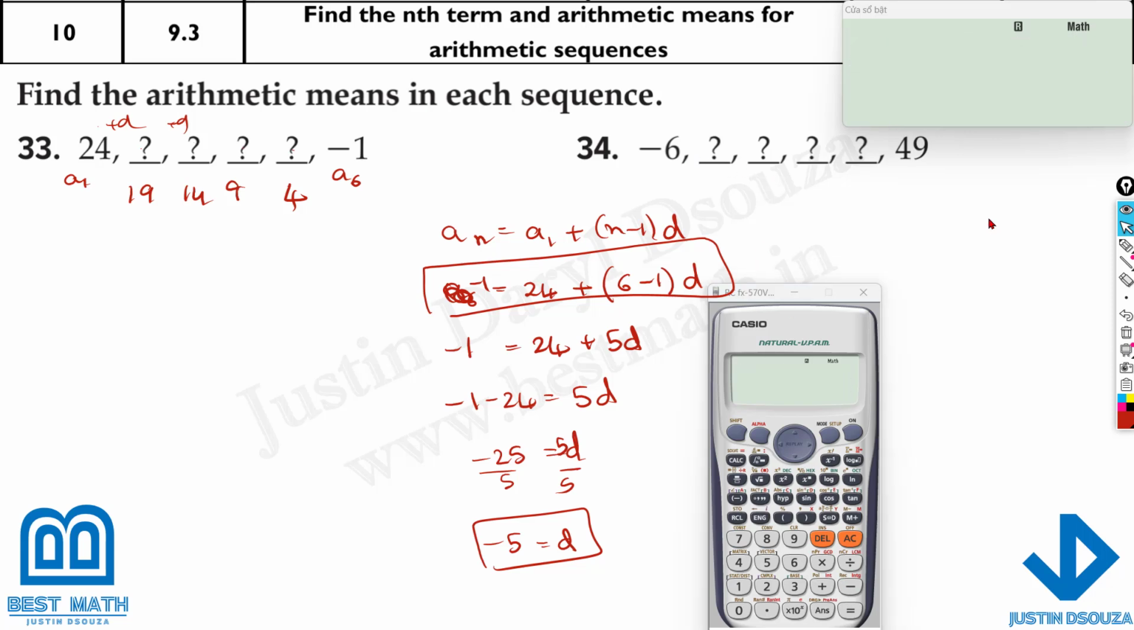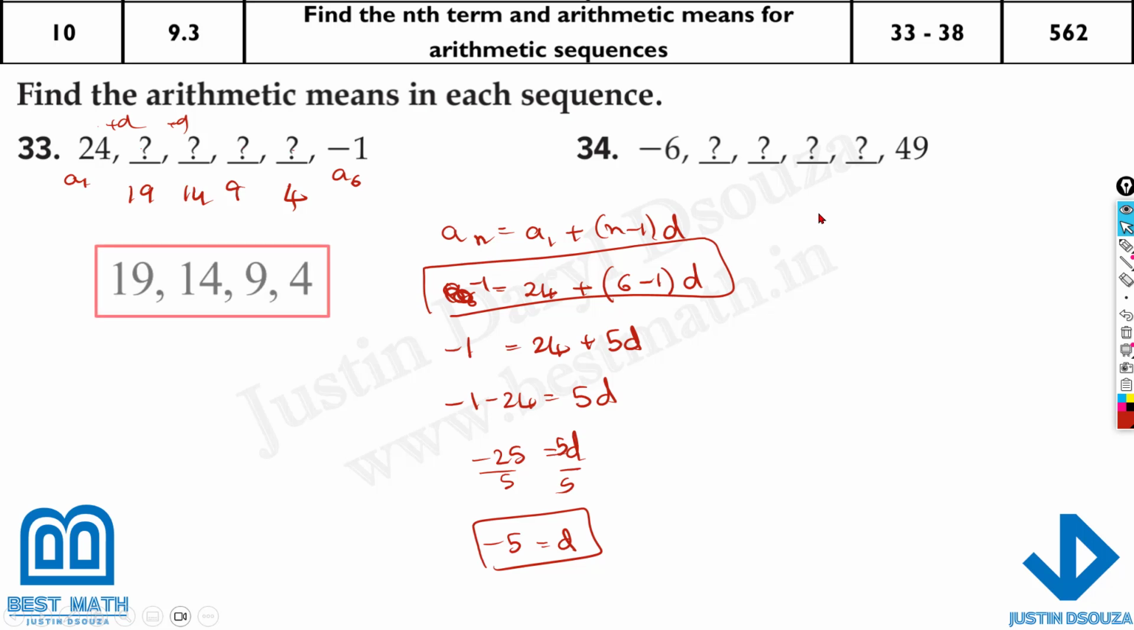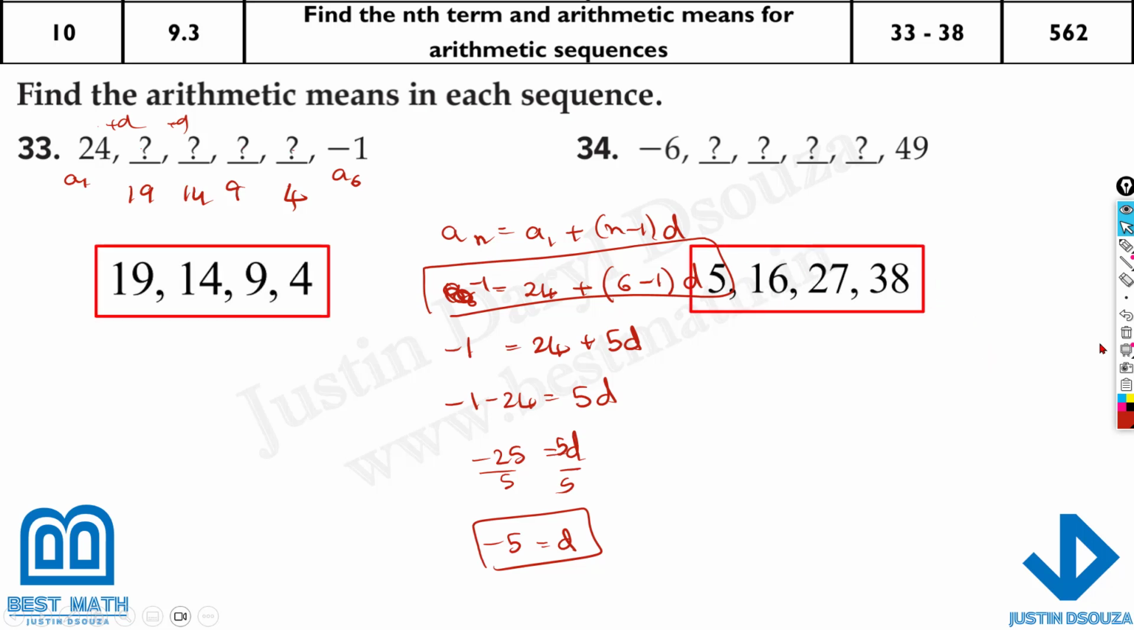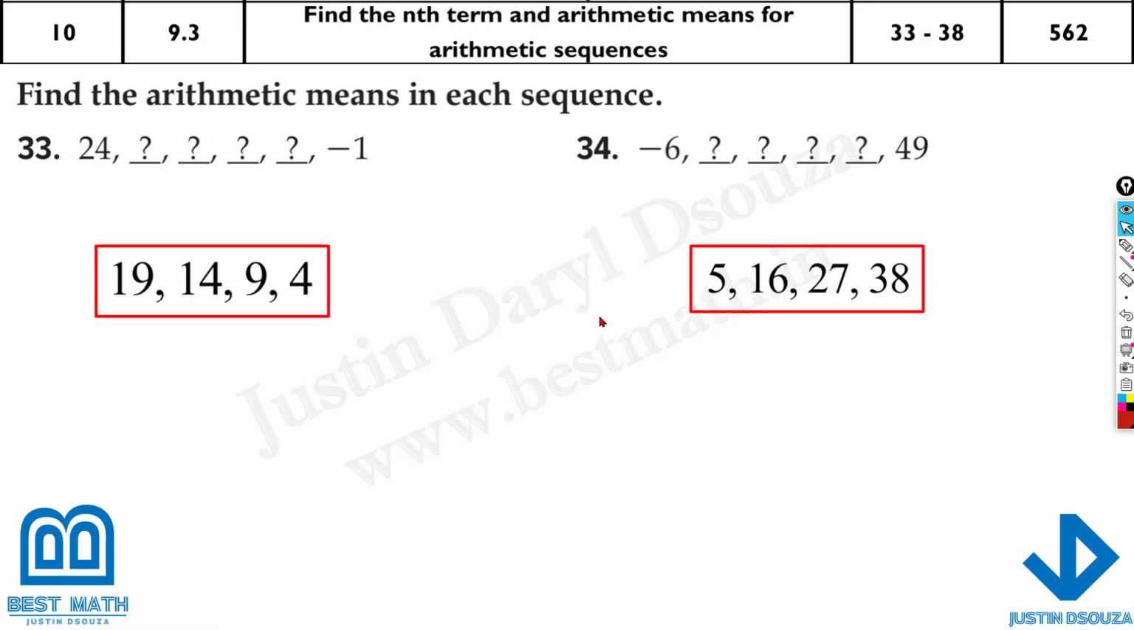Now, what is this? That is the d value. So now write it out. It is minus 6 plus 11 because we got 11. The answer is 5. Now what you do is write the answer and then plus 11, because now we know 5. Next one will be 16, 27, 38. You can see the answers here. 5, 16, 27, 38. That's how we can get the answers easily.